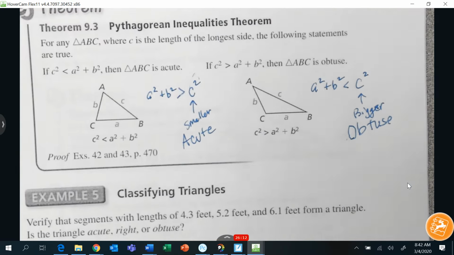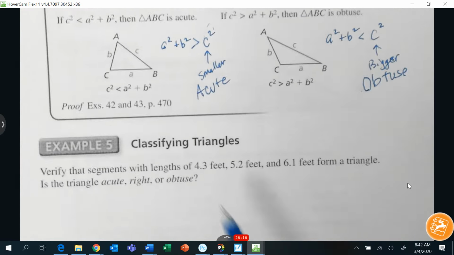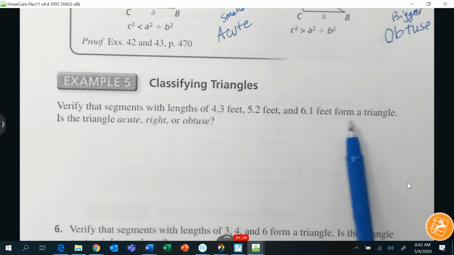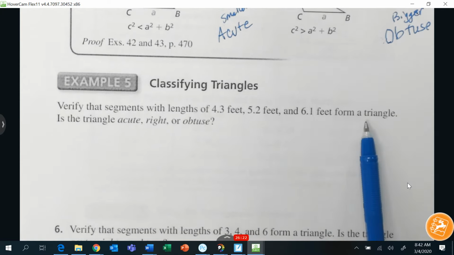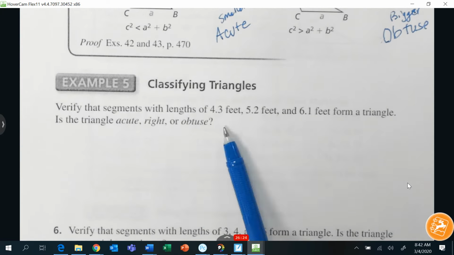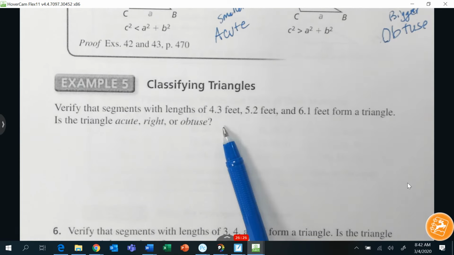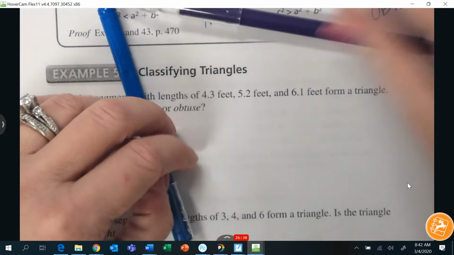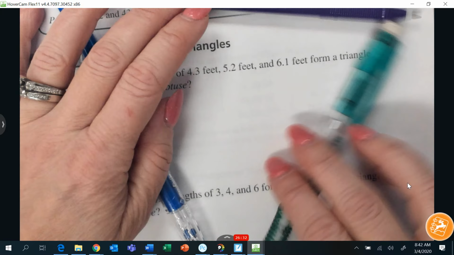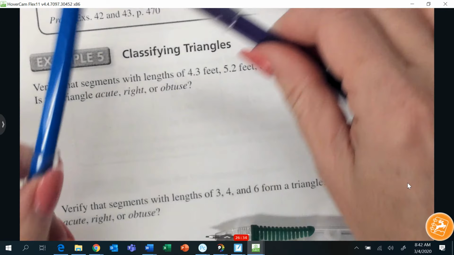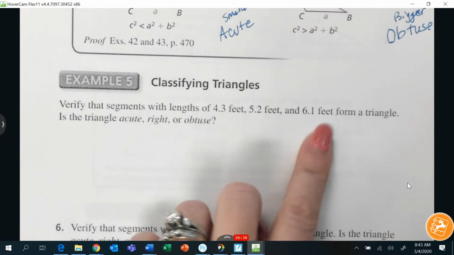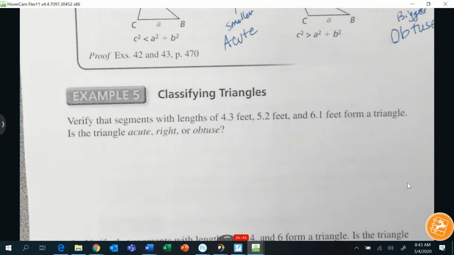Okay, so we got 3 examples. Verify the lengths 4.3, 5.2, and 6.1 form a triangle. And then is the triangle acute, right, or obtuse? Do you guys remember there was this one activity that we did where we had markers, and we had decided that we had to have a certain amount of markers to actually make a triangle in the first place? Yeah, so we need to verify that this is a triangle, and then is it acute, right, or obtuse?